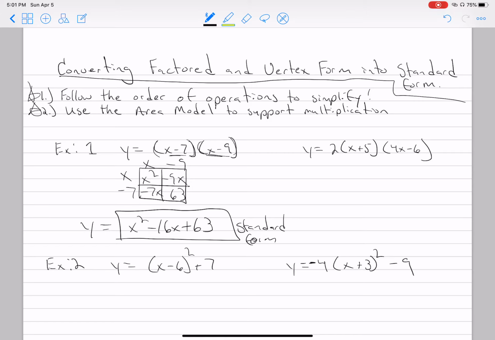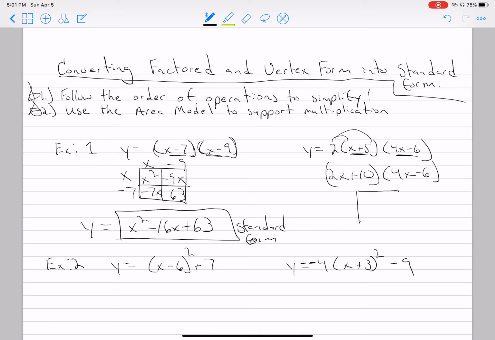We can do the same thing here. We're going to follow the order of operations. Parentheses, there's nothing to do inside either of these parentheses. Exponents, there are no exponents. Multiplying and dividing, okay? I can multiply. 2 times x is 2x. 2 times 5 is 10. So I end up with 2x plus 10 times 4x minus 6.